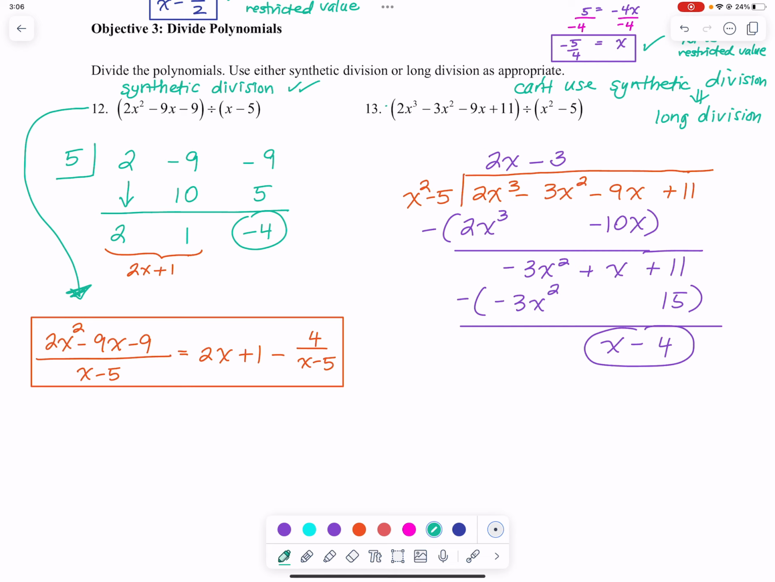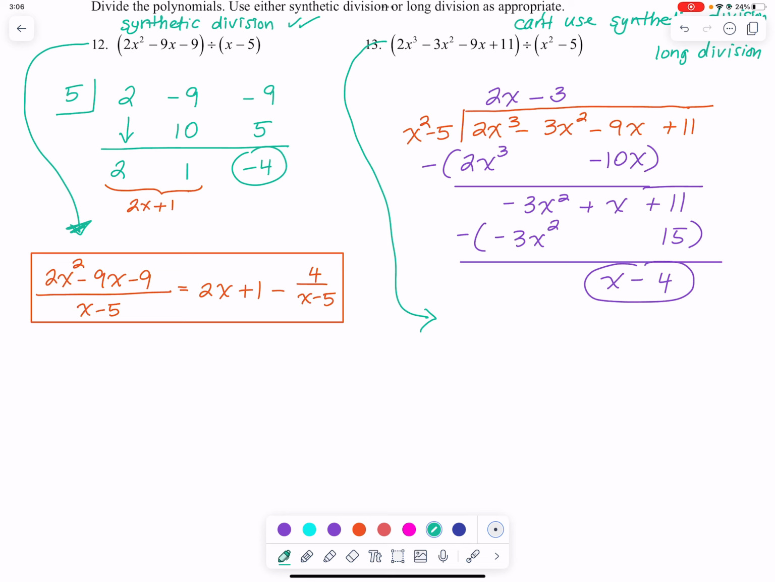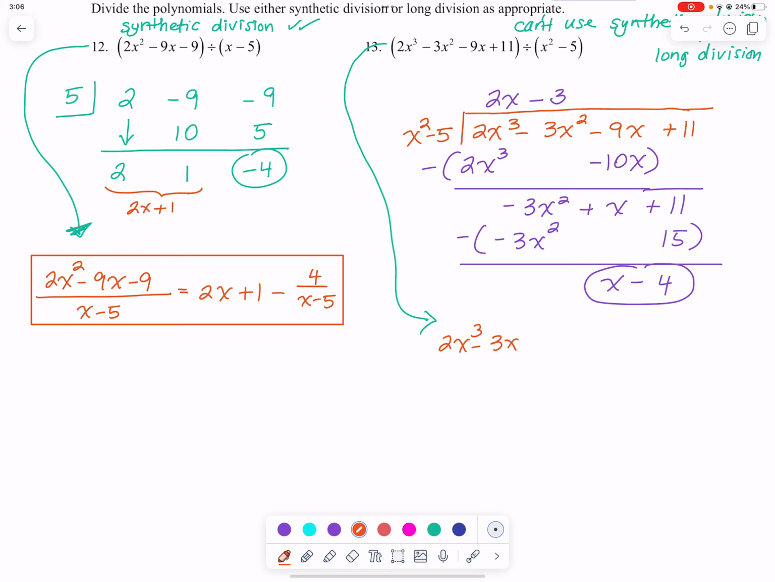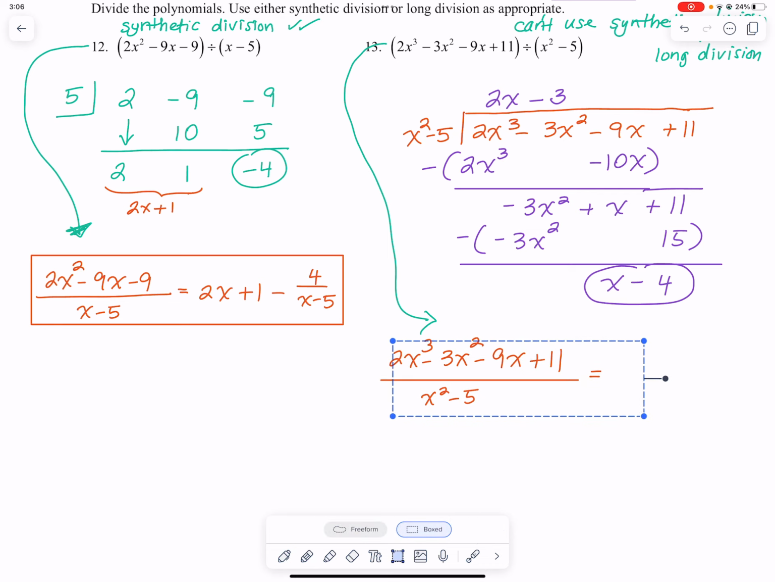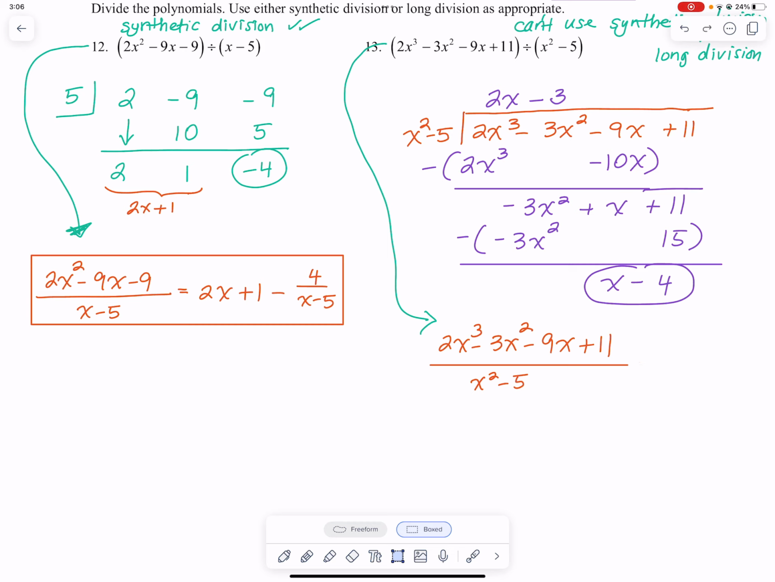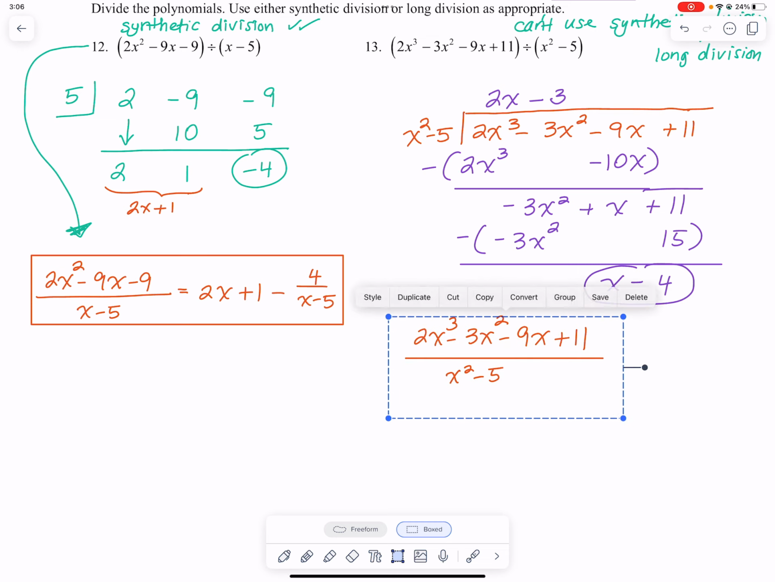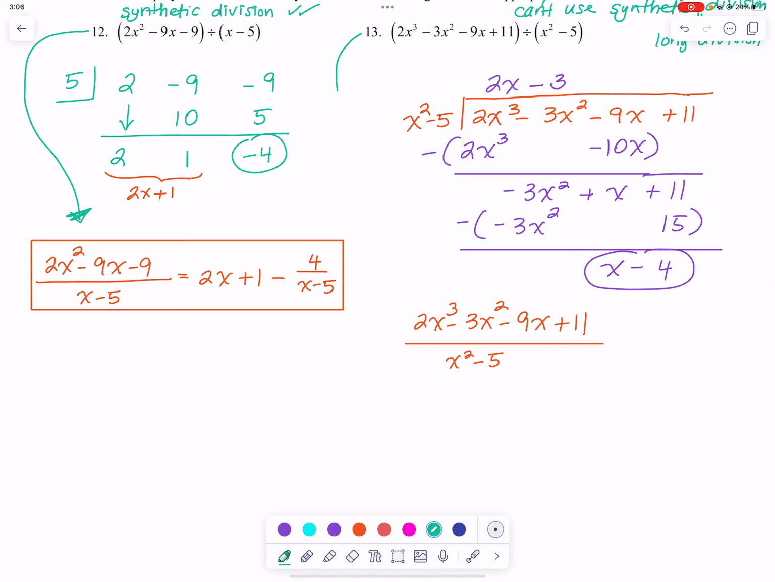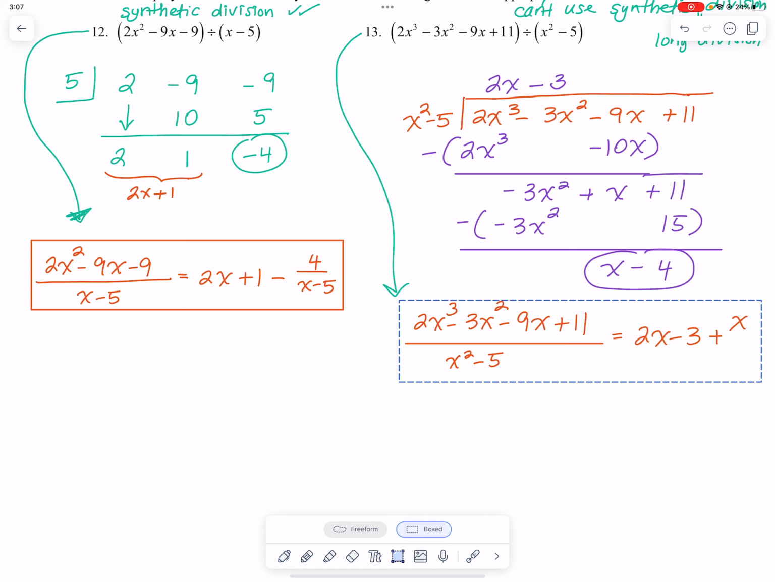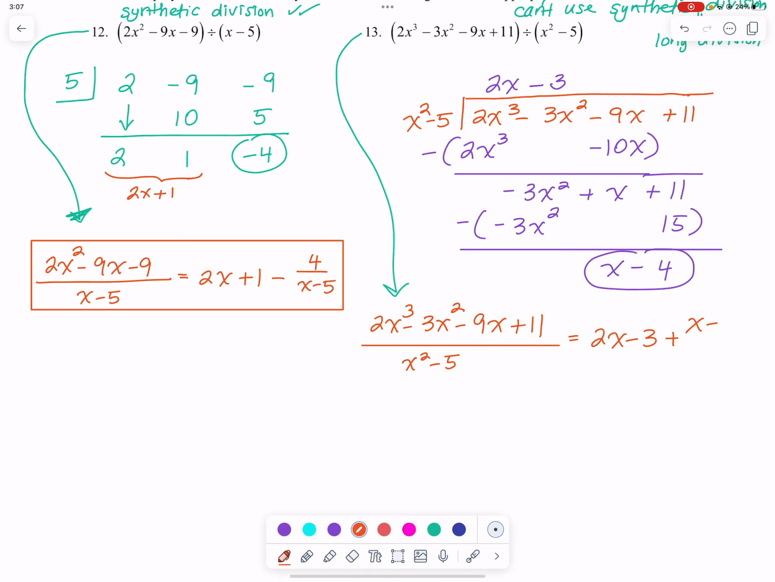So we could say that in number 13, 2x cubed minus 3x squared minus 9x plus 11, all divided by x squared minus 5, is equal to, let's see what we can do here. Why don't I just erase that? Is equal to 2x minus 3 plus x minus 4 over x squared minus 5.